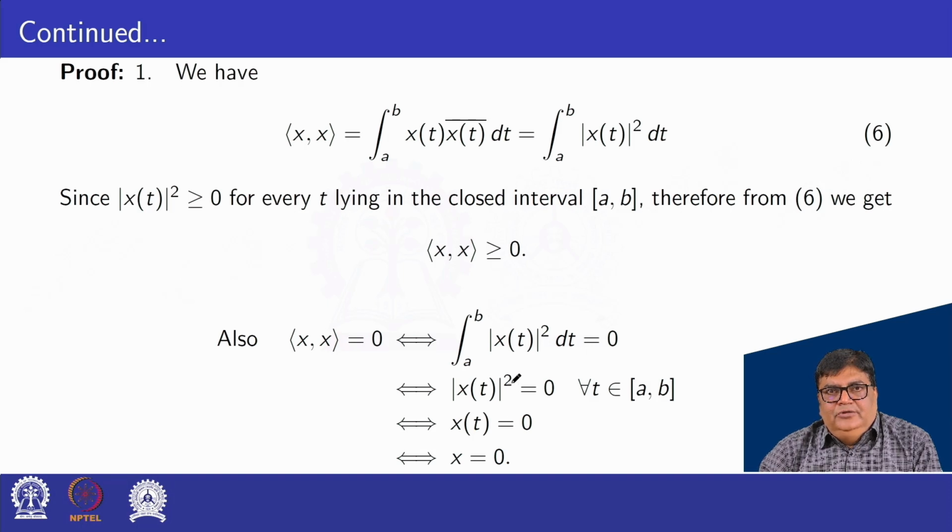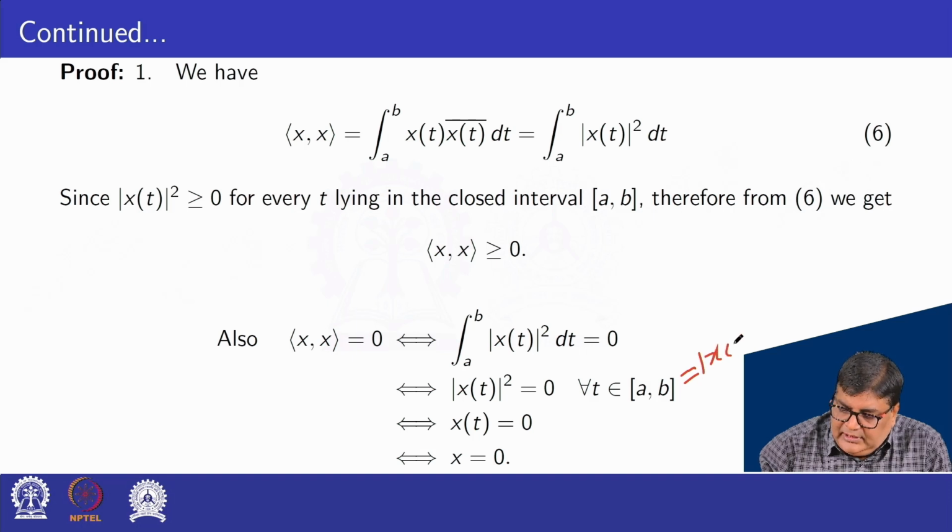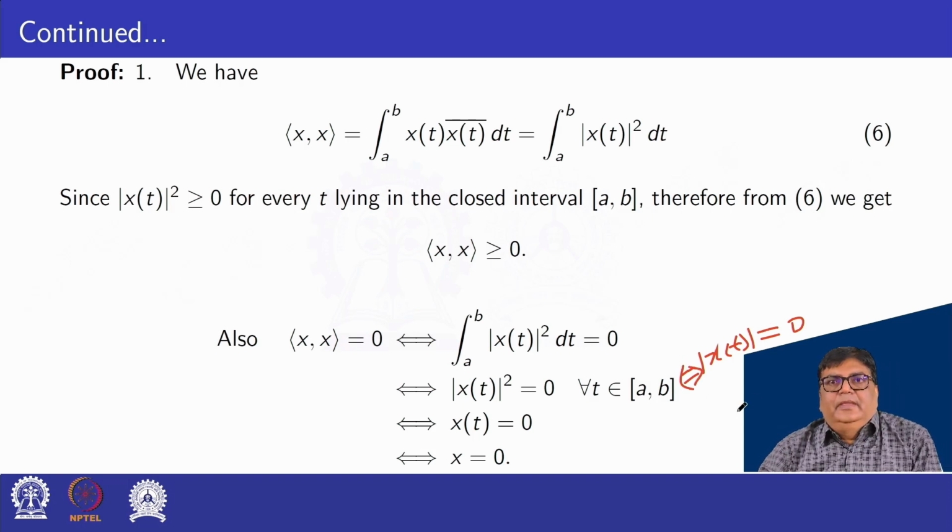So this modulus value squared is 0. Taking the square root of both sides, mod x(t) is equal to 0. The modulus is always non-negative, and this is 0, so if and only if x(t) is equal to 0. x(t) equal to 0 means vector x is 0. So inner product of x, x is equal to 0 if and only if x is equal to 0.